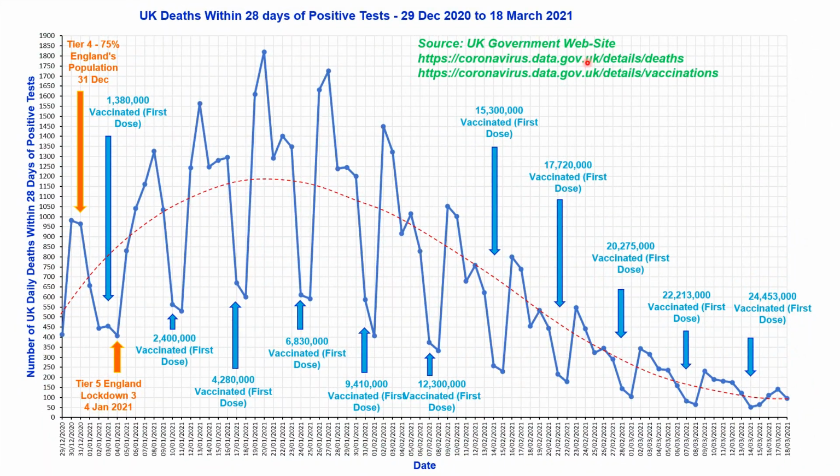Now let's have a look at the UK deaths. And what I've done is I've put the vaccines, and on YouTube they are slightly different because I've put them to the nearest 1,000, but they are off the UK website. So this is where we had our tier 4 England lockdown, where 75% were in tier 4. Then we went to a full lockdown, tier 5. And as we progressed, the deaths are coming down.